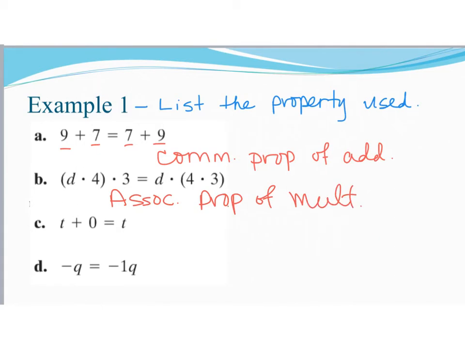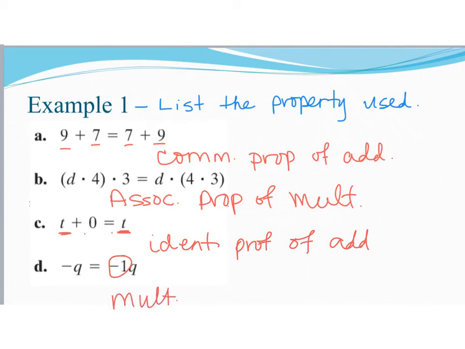Okay, part C says I have t plus 0 equals t. Well, I start with a t, I add something to it, and I end with a t. So that means I get the identity to hold itself. So this would be the identity property of addition. And finally, when I look at part D, I have negative q equals negative 1 times q. Because I'm multiplying by a negative 1, this is considered the multiplication property of negative 1.